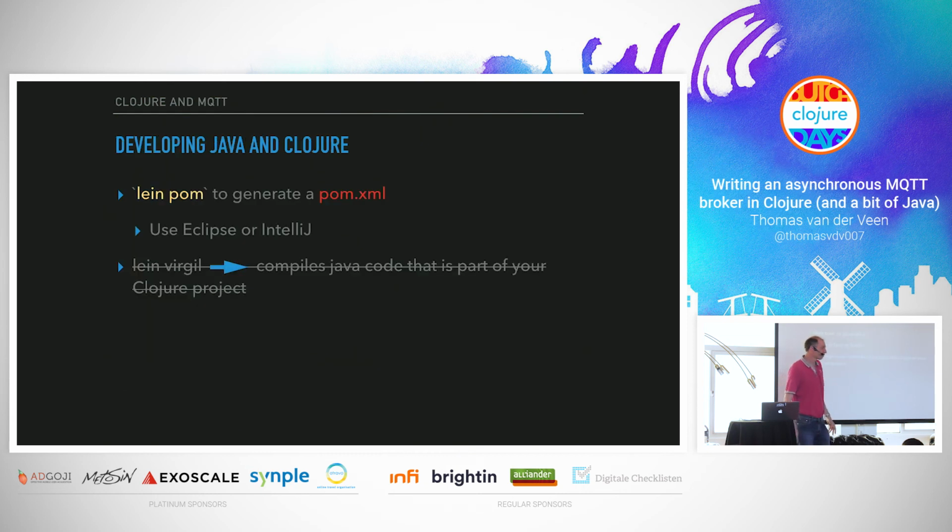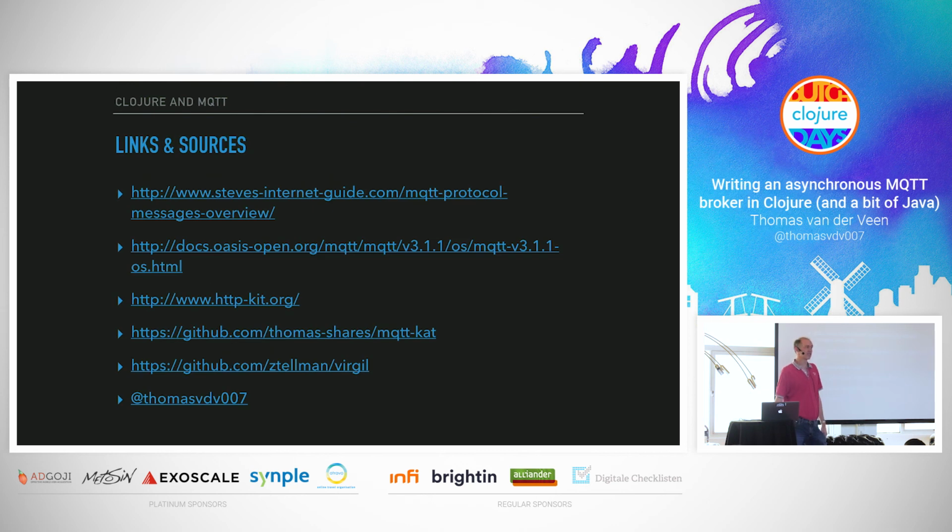So things I've learned on this is that there's actually a lein pom command which generates a pom file, and then you can import it in IntelliJ or Eclipse, for instance, and you get nice editors with syntax highlighting, and it compiles things for you on the fly and tells you whether you've done things wrong. So that's really, really easy to use. And then, of course, Alexander told you about lein virgil already and showed you how it worked, which, of course, I can't do. And there's some links and sources.